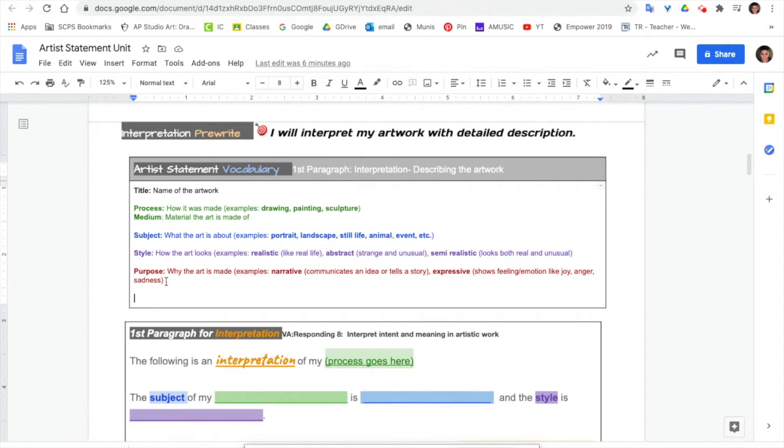Now the trouble spot for students is purpose. Often students want to misuse this word. So if you say your work is expressive, then that means you attach it to a feeling, a strong feeling like joy, anger, or sadness. And that means as soon as people look at it, they're overcome with the emotion more than what the idea or the story is. So really about 95% of the time, your purpose will be narrative. You're telling a story or communicating an idea.